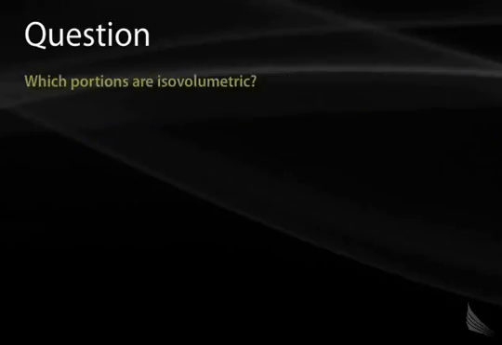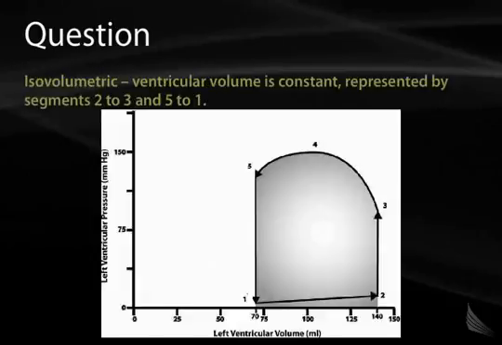Which portions are isovolumetric? The isovolumetric portions are points 2 to 3 and 5 to 1. During those portions of the curve, there is no change in the left ventricular volume.